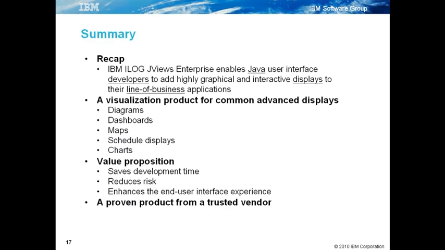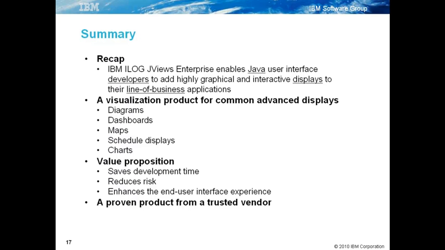Let's recap what we've covered. IBM ILOG JViews Enterprise enables Java user interface developers to add highly graphical and interactive displays to their line of business applications. So the ideal application for JViews Enterprise is with the software development team working in Java that's building a software application with highly graphical user interface needs, and this application is a demanding business application.